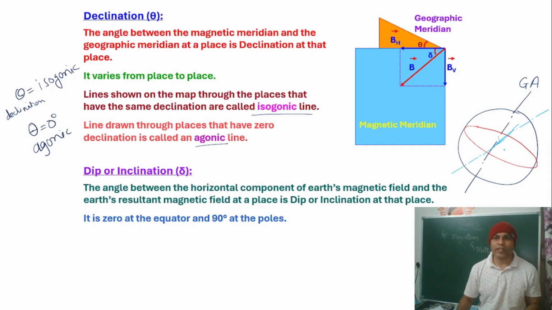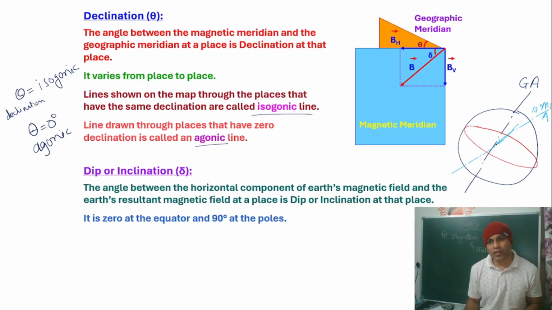At angle 70, it is a magnetic axis, right? It is a magnetic axis. Okay, this is at 70 degree inclined. Now what it sees: the angle between the horizontal component of Earth's magnetic field and the Earth's resultant magnetic field. So Earth's horizontal component is this one, right?